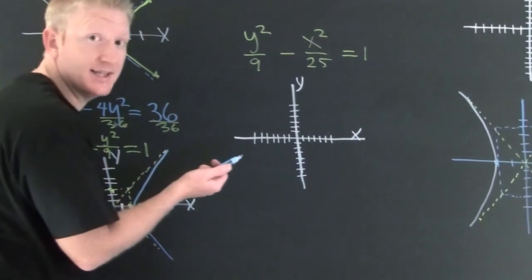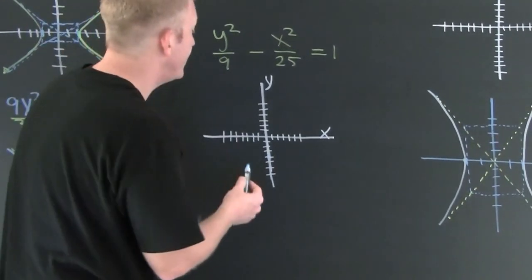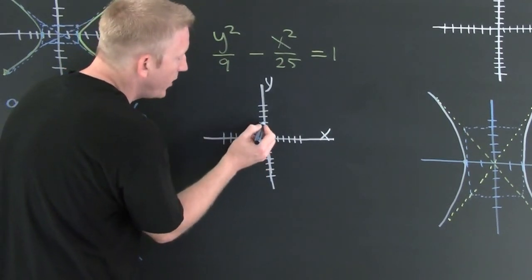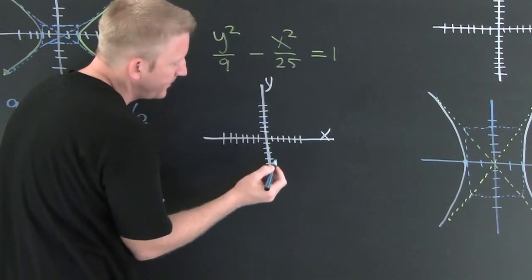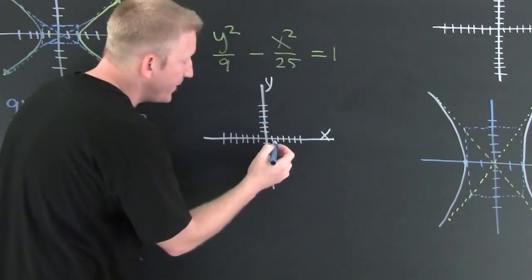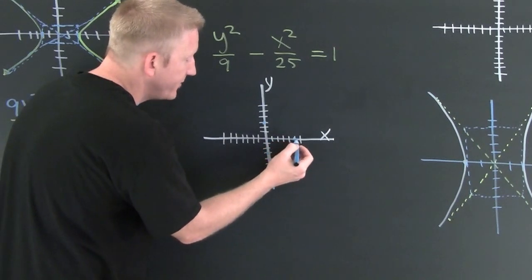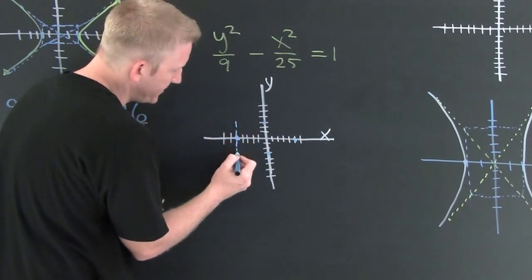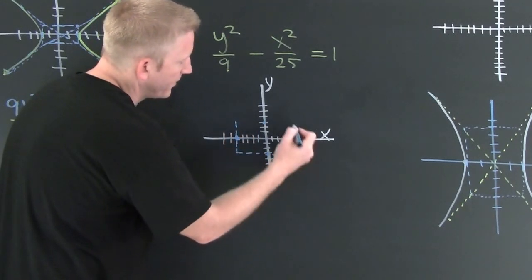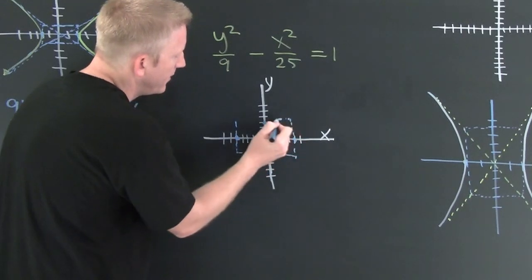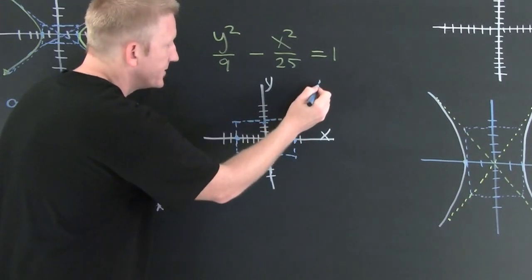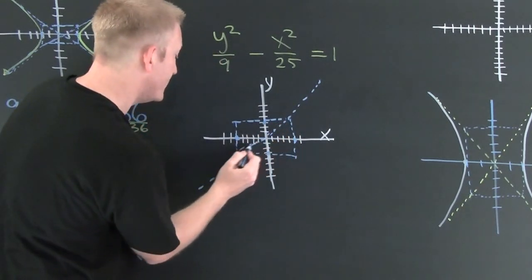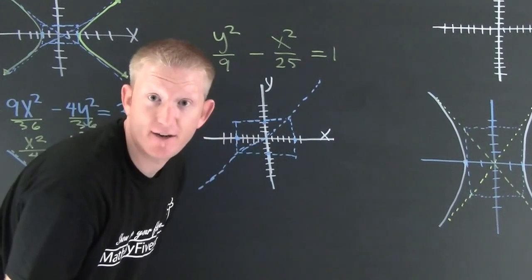Which brings me to my next example. Here, under y, I have 9, so I'm going to go up 3 and down 3. Under x, I have 25: 1, 2, 3, 4, 5, and 1, 2, 3, 4, 5. Then I make a box and connect the diagonals of that box. Whoa, almost missed that one. They should be straight lines. I should have a nicer box.